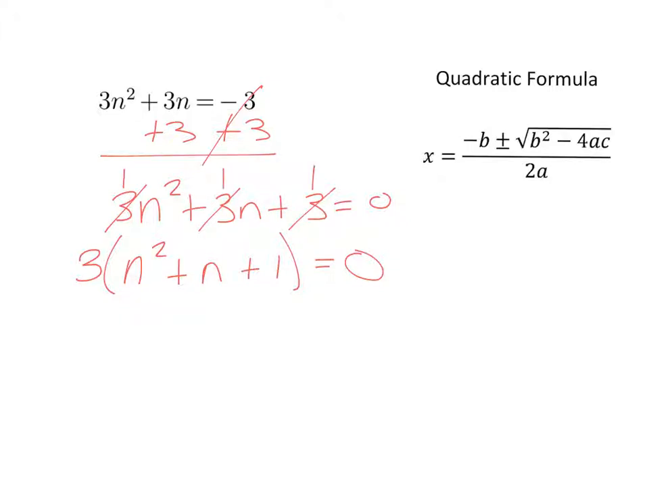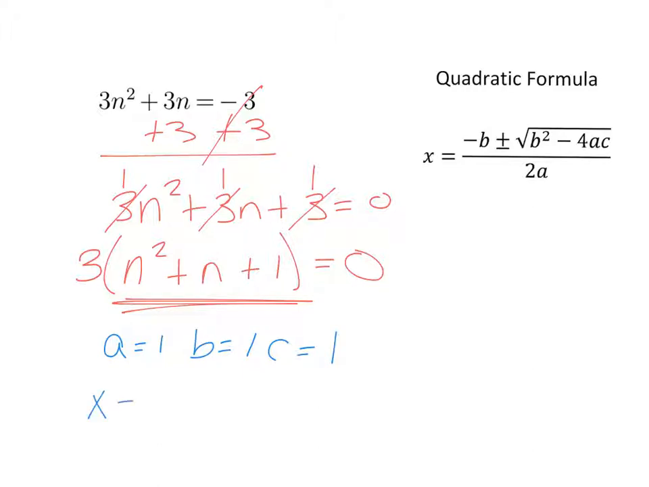The 3 really means nothing. It's not going to help you solve for n. It's just like a coefficient on the outside that creates a vertical stretch in the graph of the quadratic. So what I'm going to do now is analyze the inside of this equation. A would be 1, and B is 1, and C is 1. And I plug this into my quadratic formula.